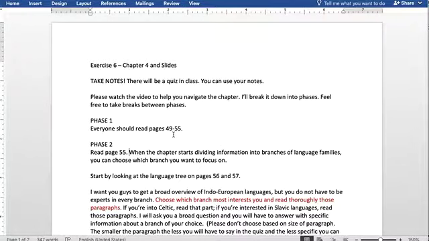Here, I'm leading you through the reading for exercise 6. The reading for exercise 6 comes from chapter 4 and a little bit of the slides, just to hold you accountable for doing this reading and for going through the slides. First of all, take notes while you read. There'll be a quiz in class. That quiz will be exercise 6. You can use your notes, so take good notes. And if we're not in class together, we will do the quiz somehow on Moodle or elsewhere.